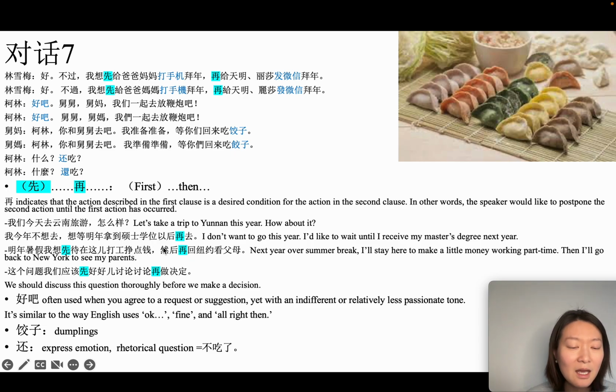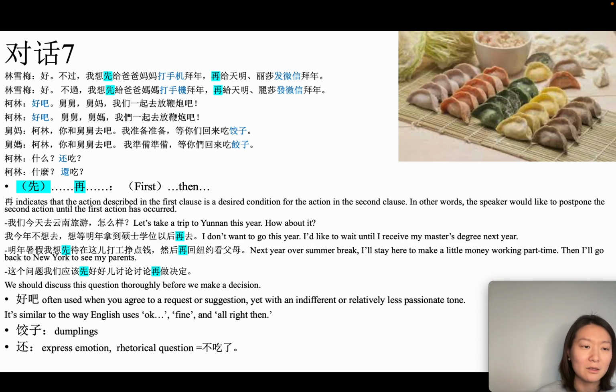我想先待在这儿打工挣点钱, I want to first stay here, have a part-time job and earn some money, 然后再回纽约看父母, and then go back to New York and see parents. Another example is 这个问题我们应该先好好讨论讨论, so this question we should first discuss thoroughly, 好好讨论讨论, and then 再做决定, and then make a decision. 好,and 柯林说好吧。So you notice this 吧 here is different from 好的. What's the difference between 好吧 and 好的 or 好啊?